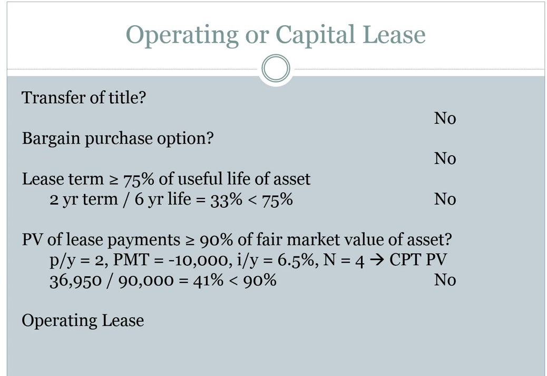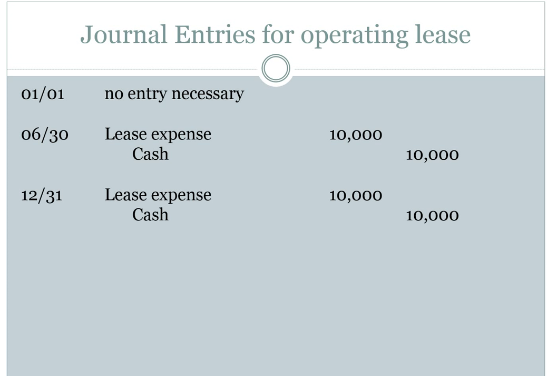So we have an operating lease, and the accounting or the recognition of operating leases is actually quite simple. So on January 1st, remember that's the inception of the lease, nothing happens. There is nothing to recognize. There's no asset, there's no liability, there's no cash flow in this particular structure. Nothing happens on January 1st. On June 30th and December 31st, all we simply do is credit cash for the $10,000 payment and debit lease expense, or sometimes rent expense, for the same amount. That's it. So accounting for an operating lease is very simple.